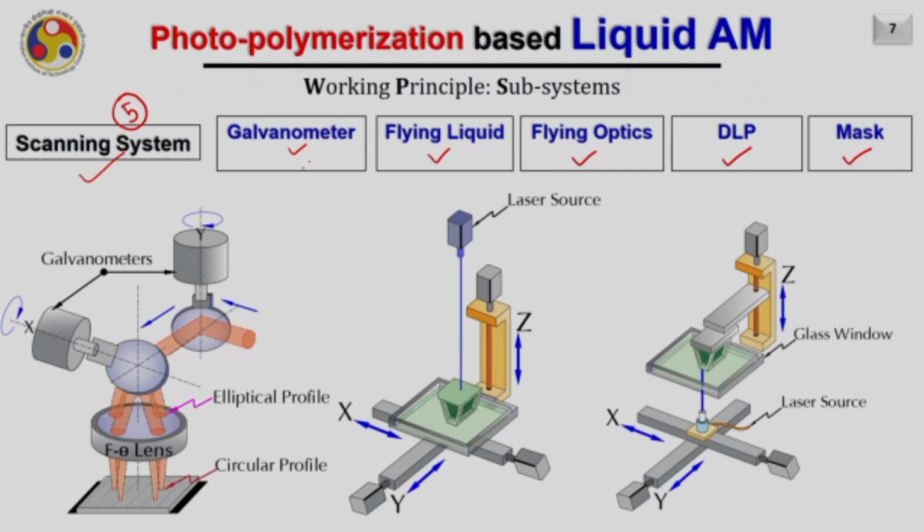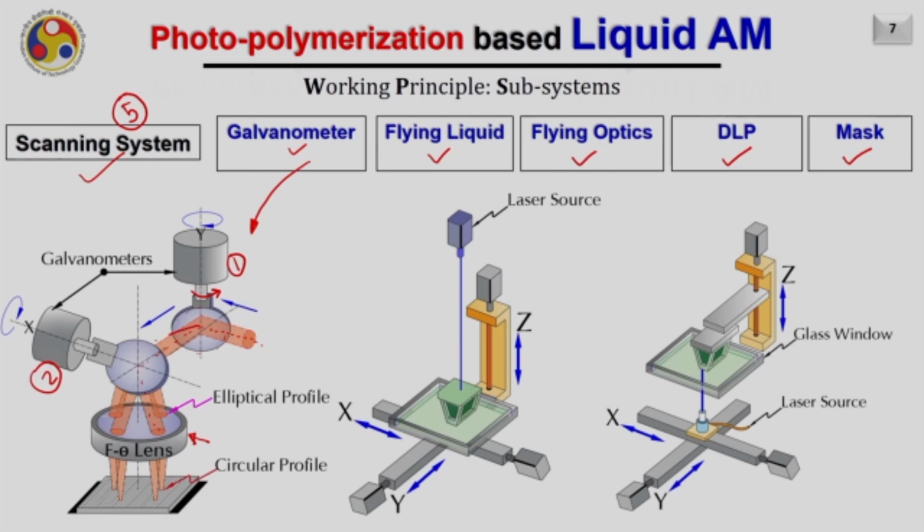What is galvanometer? So, galvanometer is nothing but an arrangement of two mirrors orthogonal to each other. As you can see, this is mirror 1 and this is mirror 2. A laser beam is coming from here. When it strikes on the mirror, it gets deflected and it falls onto the other mirror. Again, it strikes on this mirror and falls down onto the bed, or another lens for correction in between if required.